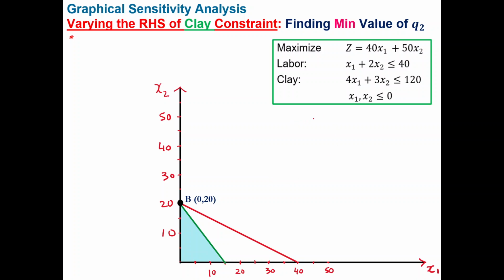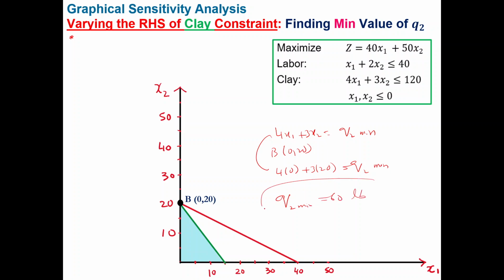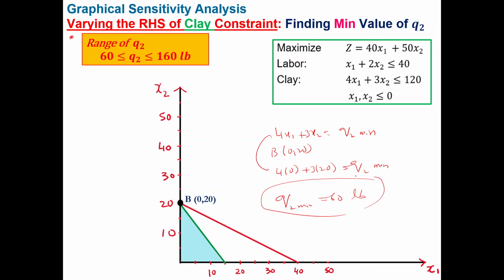intersect. So I will find the q2 min by 4x1 plus 3x2 is equal to q2 min, and this is happening at B (0, 20). Putting the values, 4 into 0 plus 3 into 20 is equal to q2 min. That means q2 min has a value of 60 pounds. So that means I can vary q2 between 60 and 160 pounds, and I'll still have the same solution structure. So this is the graphical method of finding the sensitivity range of the constraint.